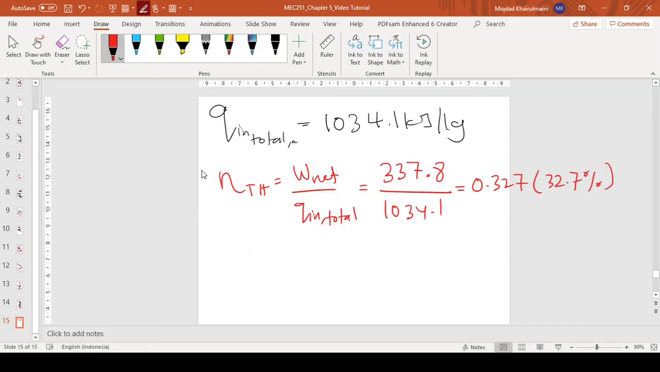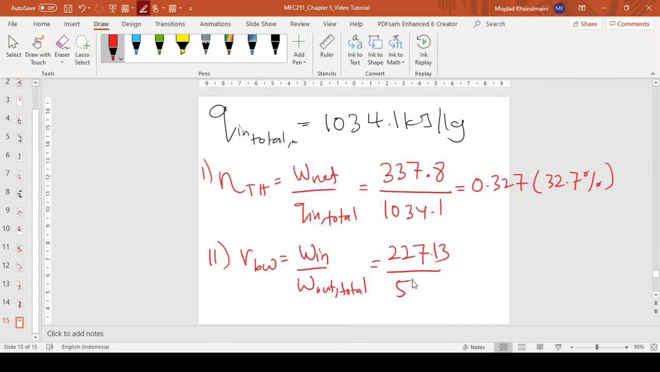We have solved that. Number 2 is just to calculate the back work ratio, which is the work input divided by the total work output. Just now it was 227.13 divided by the total work output, which was 564.9. So here we can get 0.402.